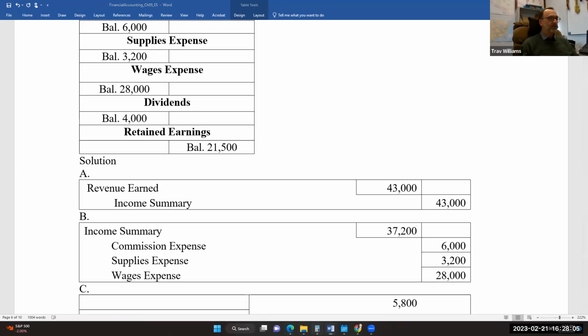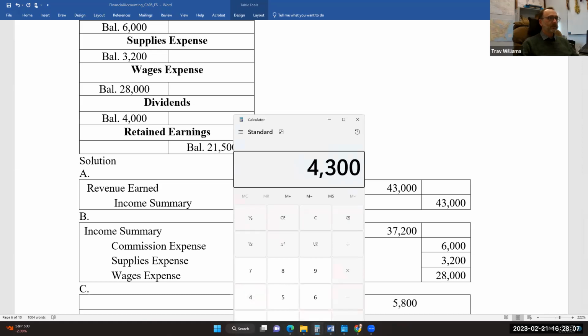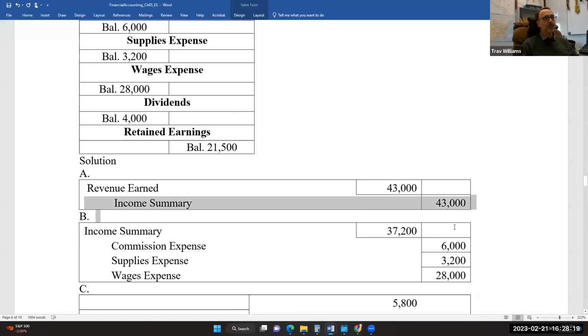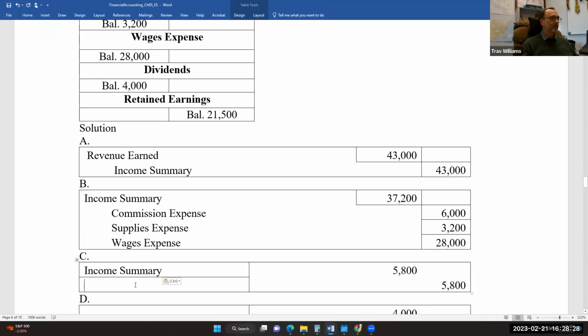So now take our revenues minus our expenses. So we see that our income summary account would have a $5,800 credit balance still, since the credits were greater than the debits. So we have to debit income summary. Once again, what do we credit? Retained earnings.